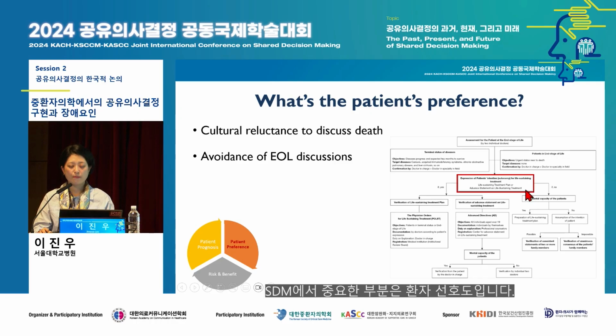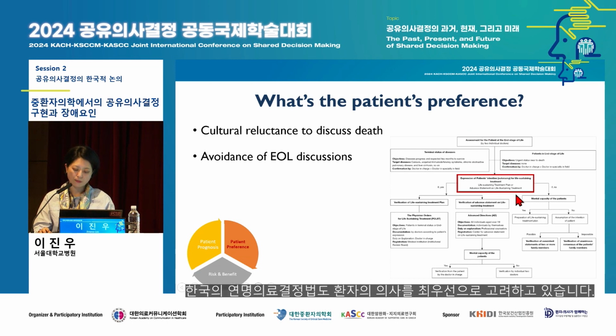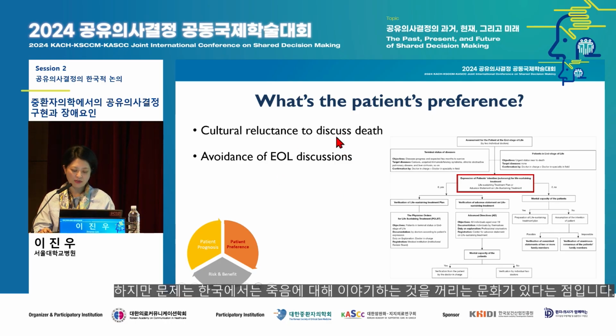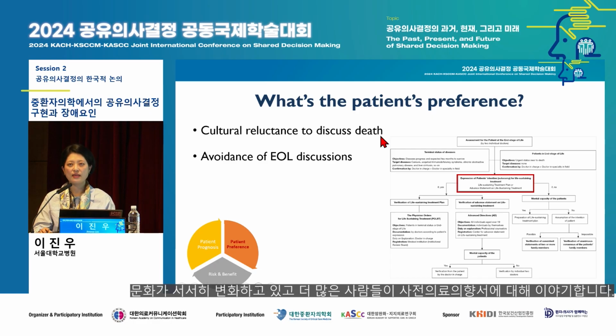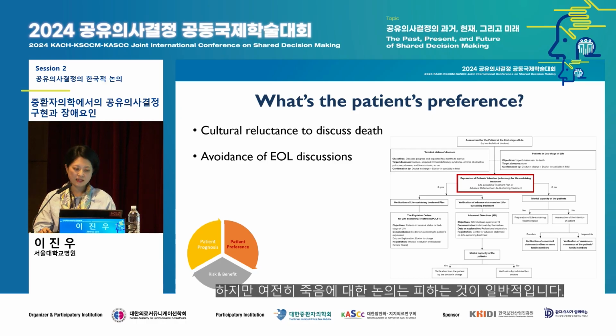The next important part of SDM is patient preference. So what is the patient's preference? The well-dying law in Korea also puts the patient's intentions first. However, the problem is there is a cultural reluctance to discuss death in Korea. Although I've seen the culture is changing slowly, and many more people are talking about advance directives, still the end-of-life discussions are usually avoided. And that is the reason we probably don't know the patient's preference before they're admitted to the ICU.